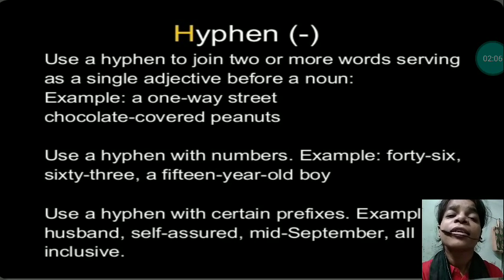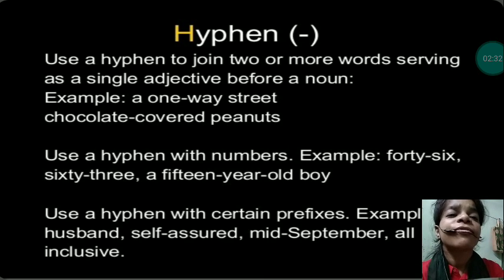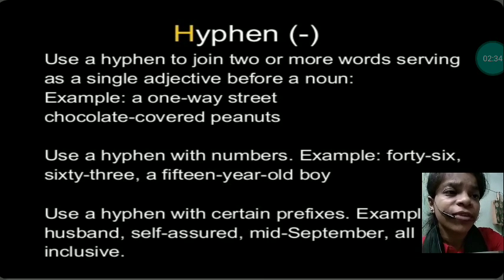Here, whenever you hear this, "one way" comes together. So as these two words come together, they act as one adjective, and that's why we use a hyphen. We use a hyphen with numbers that you already know, like 46, 35, 63, whatever numbers there will be, we separate them using a hyphen. Then we use a hyphen with certain prefixes.